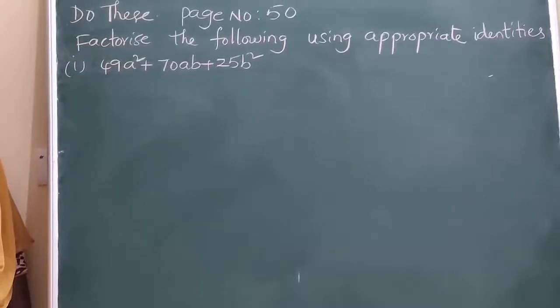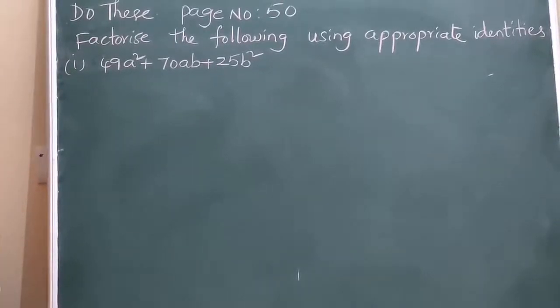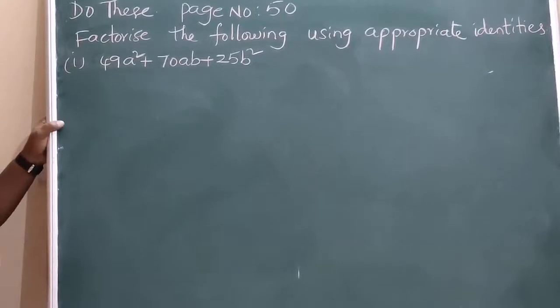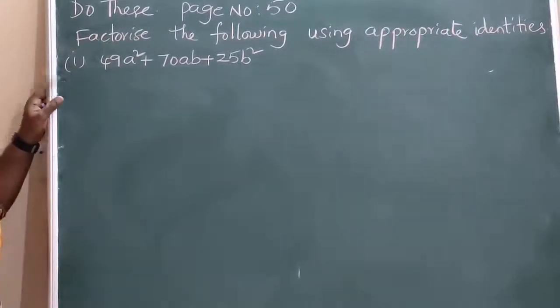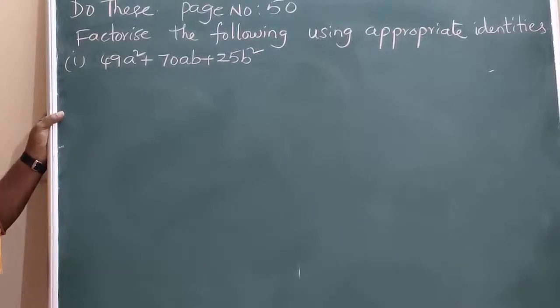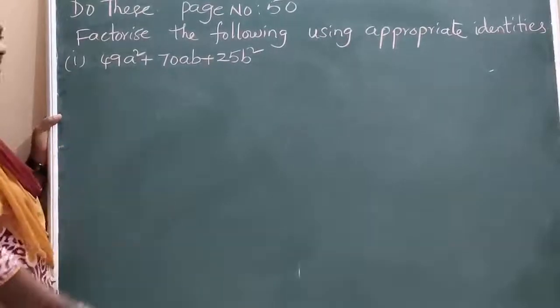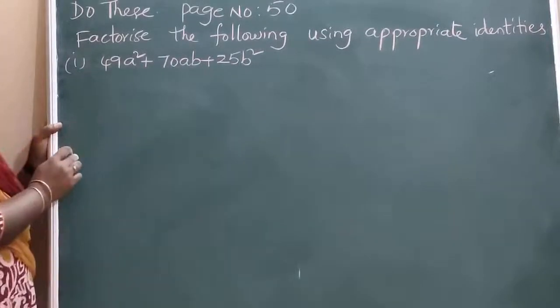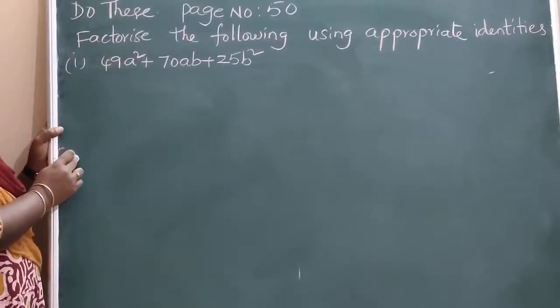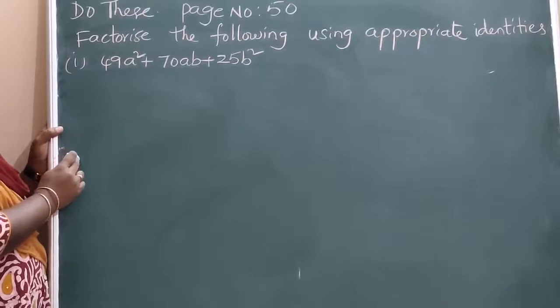Let's see one more problem in page number 50. Factorize the following using appropriate identities. First one is 49a square plus 70ab plus 25b square. For this question, we have to observe that we know the four identities: A plus B whole square, A minus B whole square, A square minus B square, and x plus a into x plus b. Okay, children?